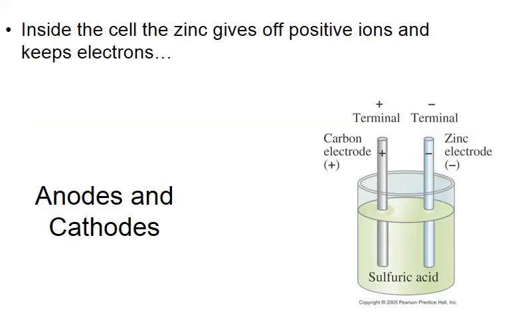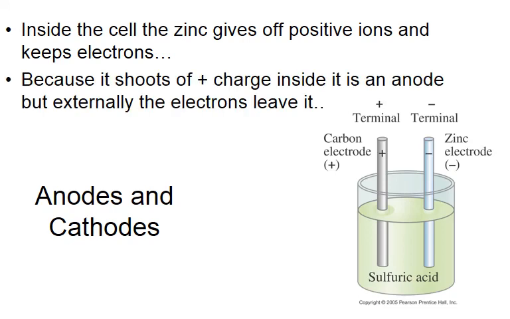So if we think about it, right, with a cell, inside the cell, the zinc gives off positive ions and keeps electrons, right? So if we think about it that way, it shoots off positive charge inside. And so inside there, you're actually shooting off positively charged atoms. However, you're leaving the electrons behind. So if we look at it externally, externally we just see the electrons leaving this and going into our light bulb or whatever here.